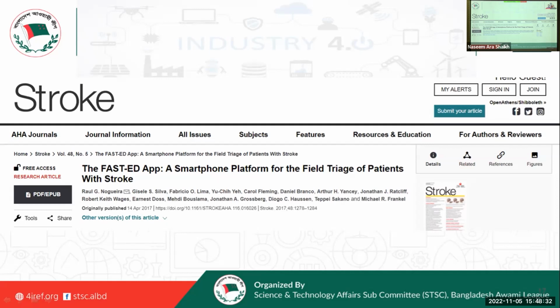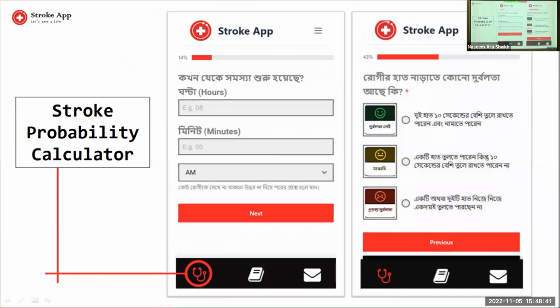But in the city, they're getting more treatment compared to the rural areas. So we have made the app totally in Bengali so that all people can use it. If you go to the app, you will see some questions.